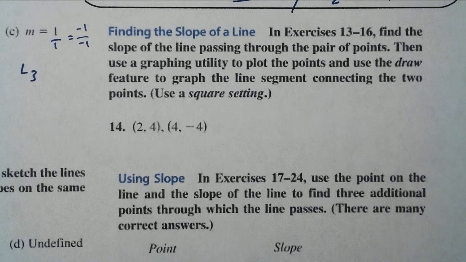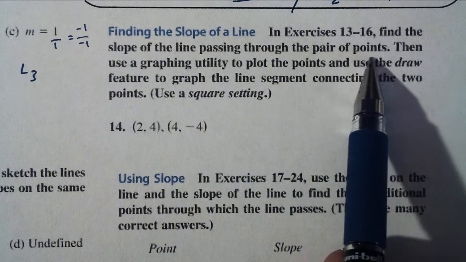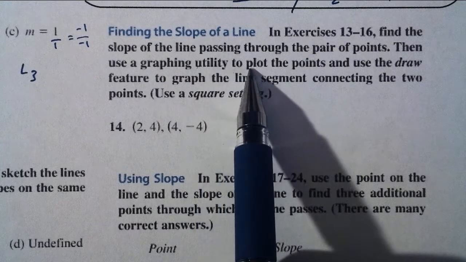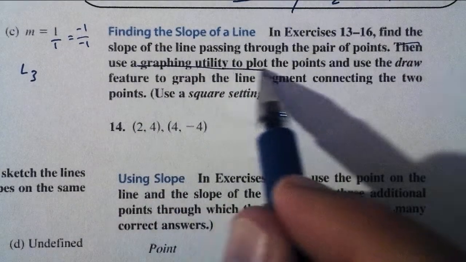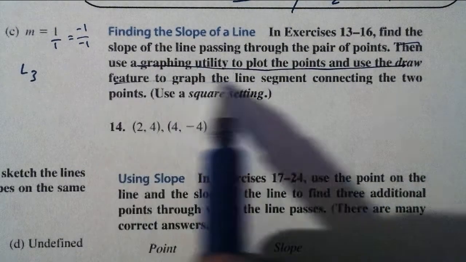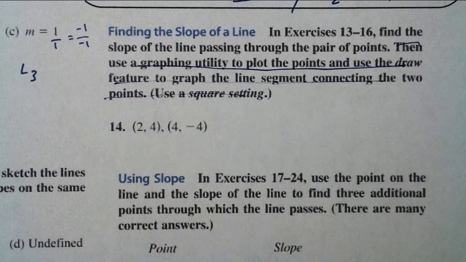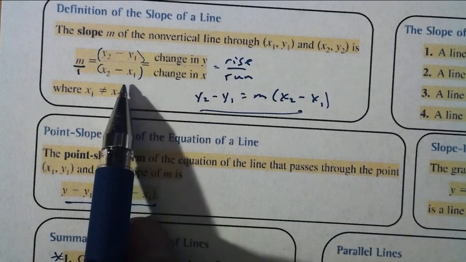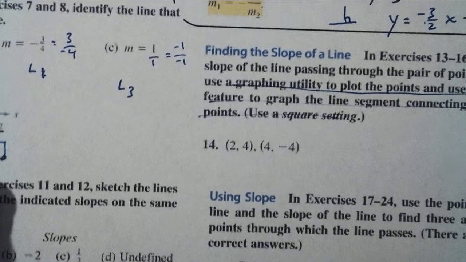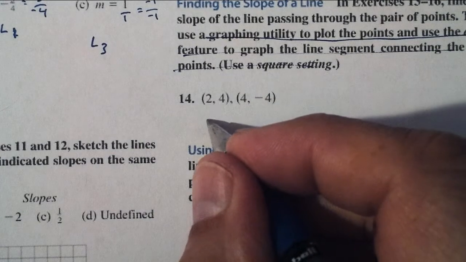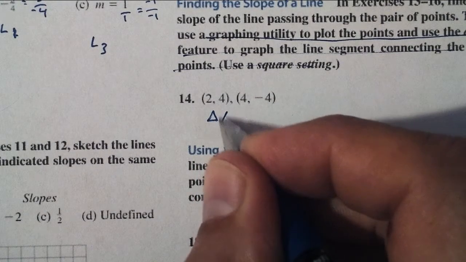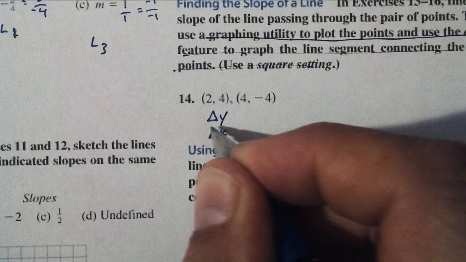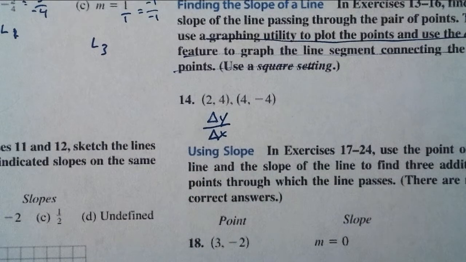Okay, in 13 through 16, find the slope of the line passing through the pair of points, then use a graphing calculator to plot the points and use the draw feature to draw a line segment. So we're just going to find the slope of this line. Our slope of the line is change of y over change of x. A lot of times we'll write that as delta y over delta x. If you haven't used that little delta symbol, it's coming soon in calculus. You'll be seeing it all the time.